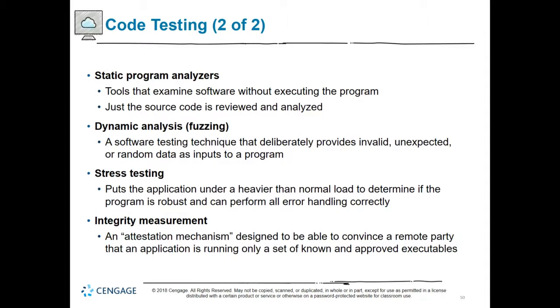We got some other types of testing. There's static program analysis. There are tools to examine the software without executing the program. So they look at the source code, it's viewed, and it's going to be analyzed. You have dynamic analysis. It's a software technique that deliberately provides invalid, unexpected, or random data as inputs to the program. Stress testing, where we put the application under heavier than normal load, to make sure that it is performing well and it does handle all of our errors correctly.